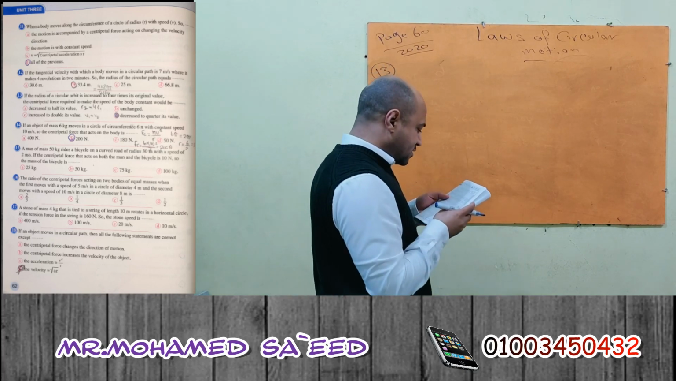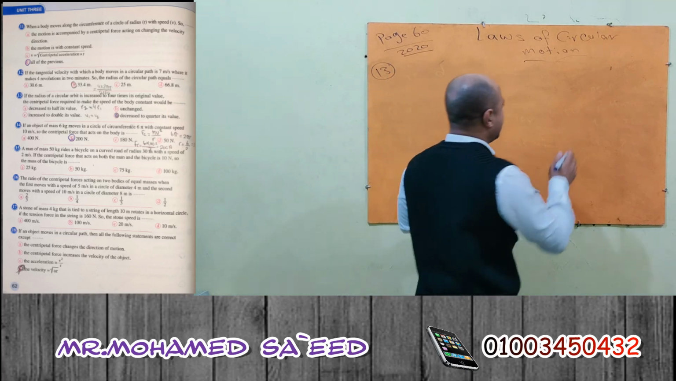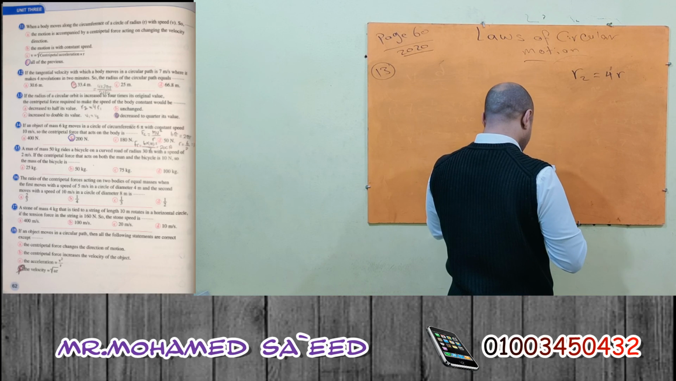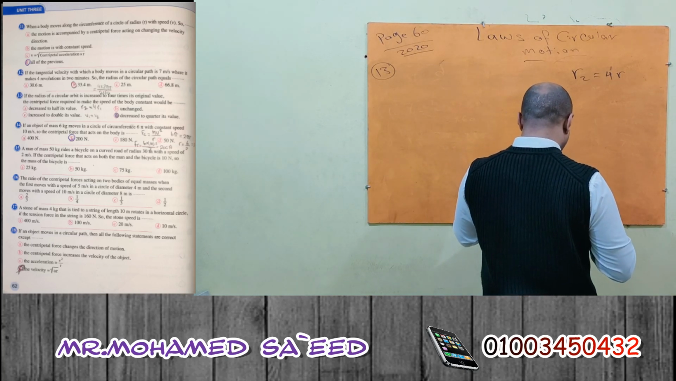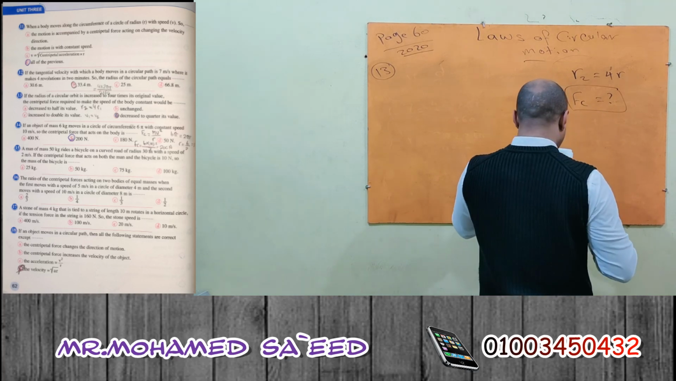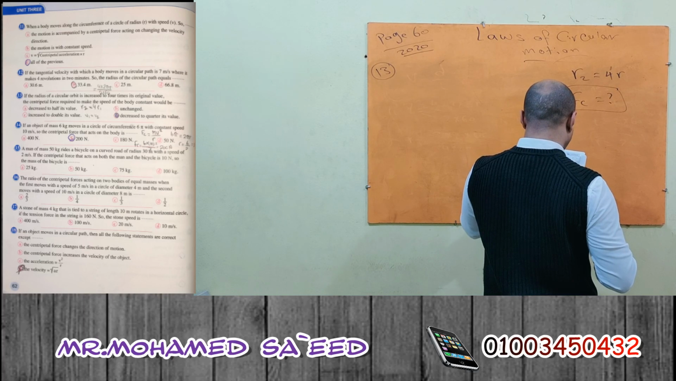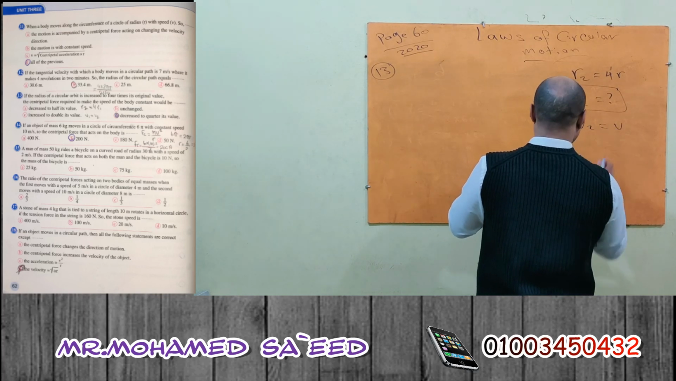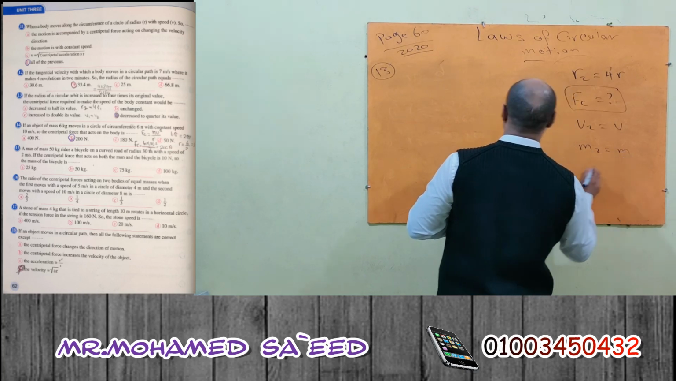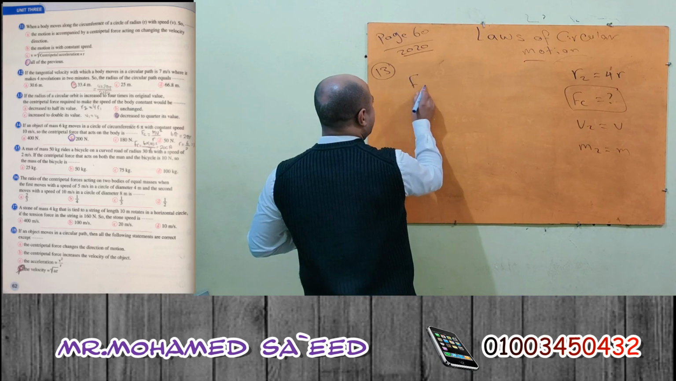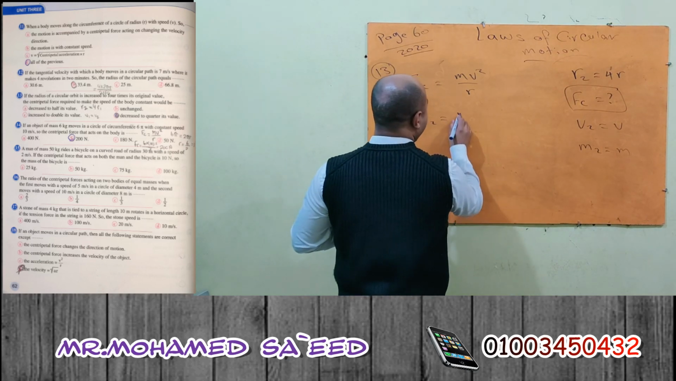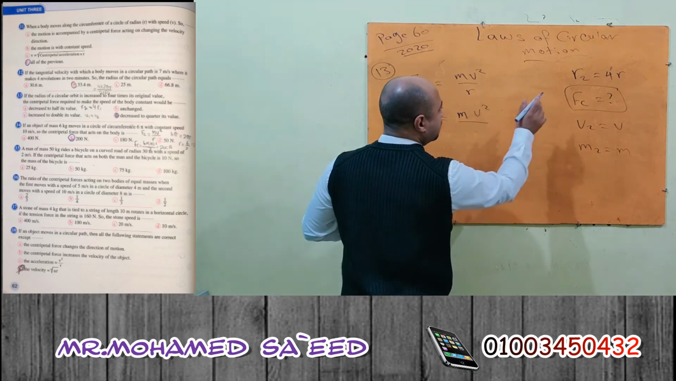If the radius of a circular orbit is increased to 4 times its original value, the centripetal force required to make the speed of the body constant, V2 equals V, would be... It's the same body, so M2 equals M. The change is only in radius. FC equals mv square over r. FC2 equals m, the same mass, v square, the same velocity, over r2, which is 4r.